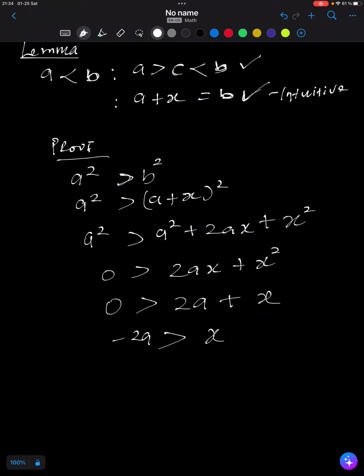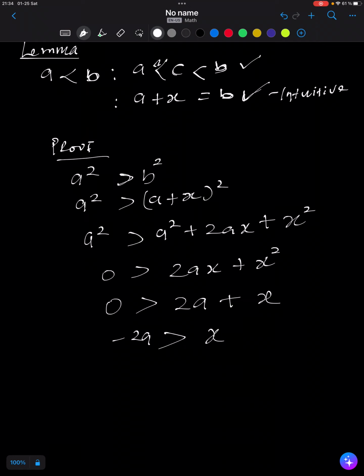Wait, I think I wrote this wrongly. This should be c is greater than that, but is less than that. I wrote the direction wrongly. So where would I bring this c in is the question now. I mean, I just don't get it.